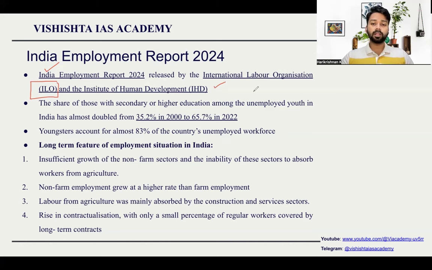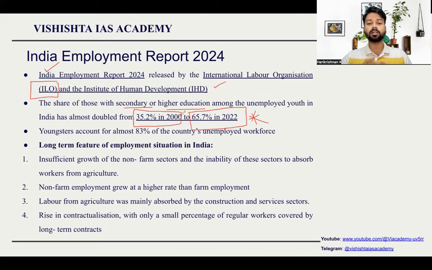And in this, a very concerning statement has been provided, which you can take a note of and use in your mains answer also. They have told that among people who have completed secondary or higher education, 65.7 percentage are unemployed, whereas in 2000 it was just 35 percentage. From 35 percentage to 65 percentage means the unemployment among educated people has increased.